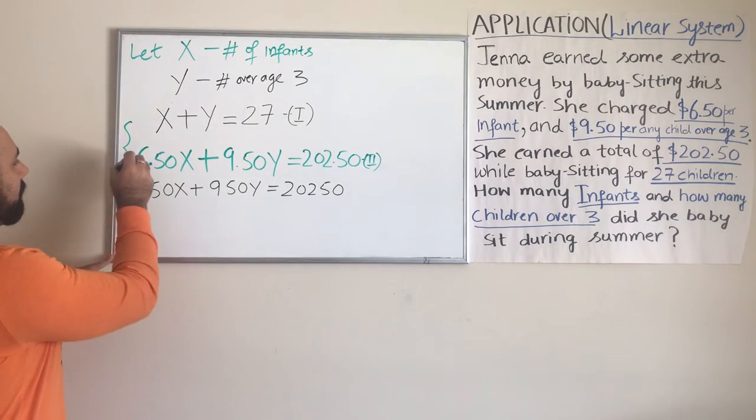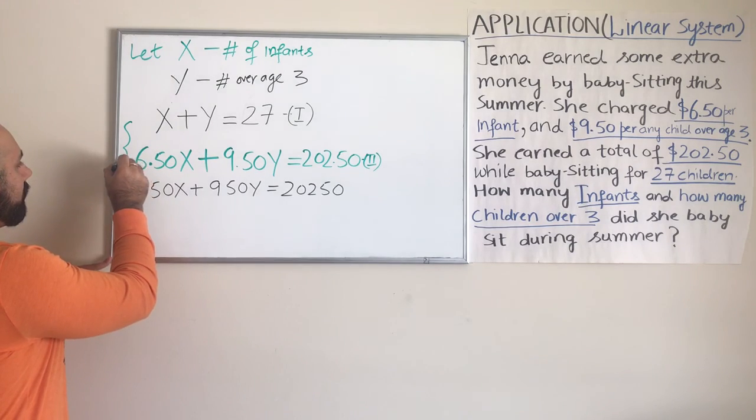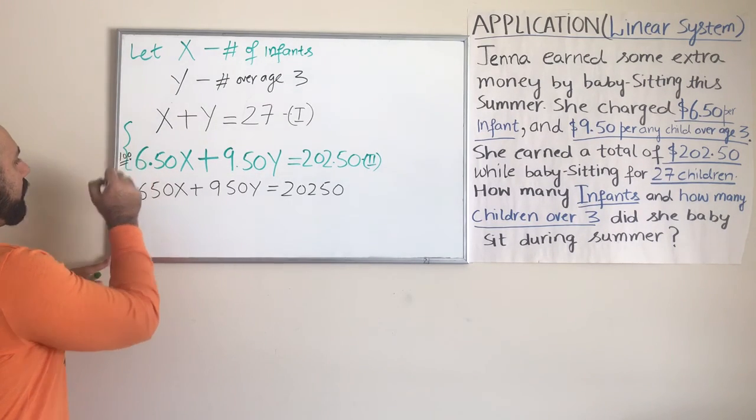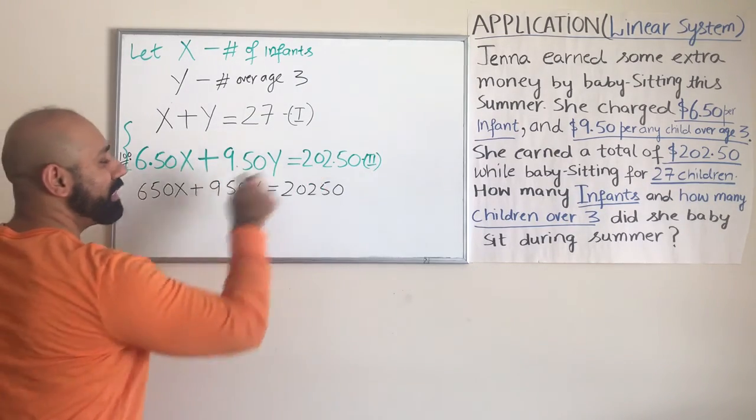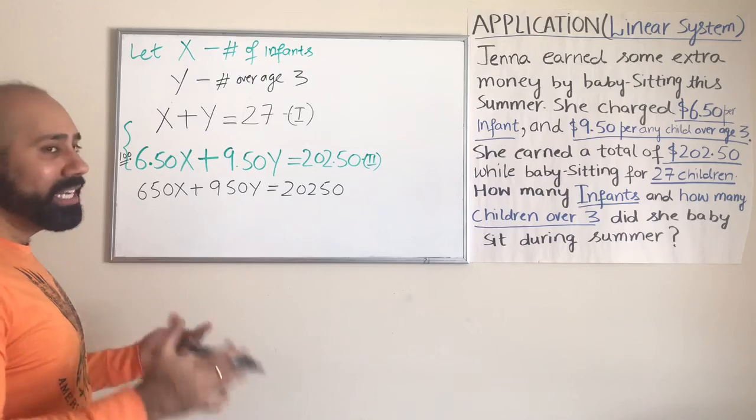Okay, so I multiply this equation by 100. Why did I multiply by 100? Because there's a point after two places. That's why I multiplied by 100, so that I can get rid of that decimal.